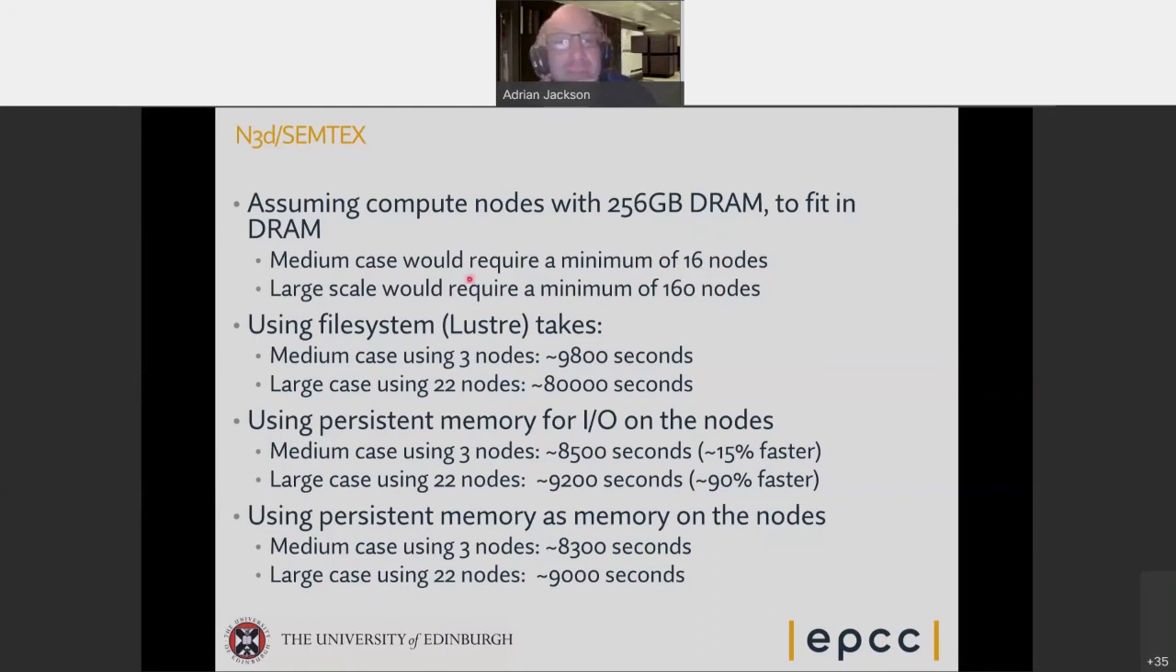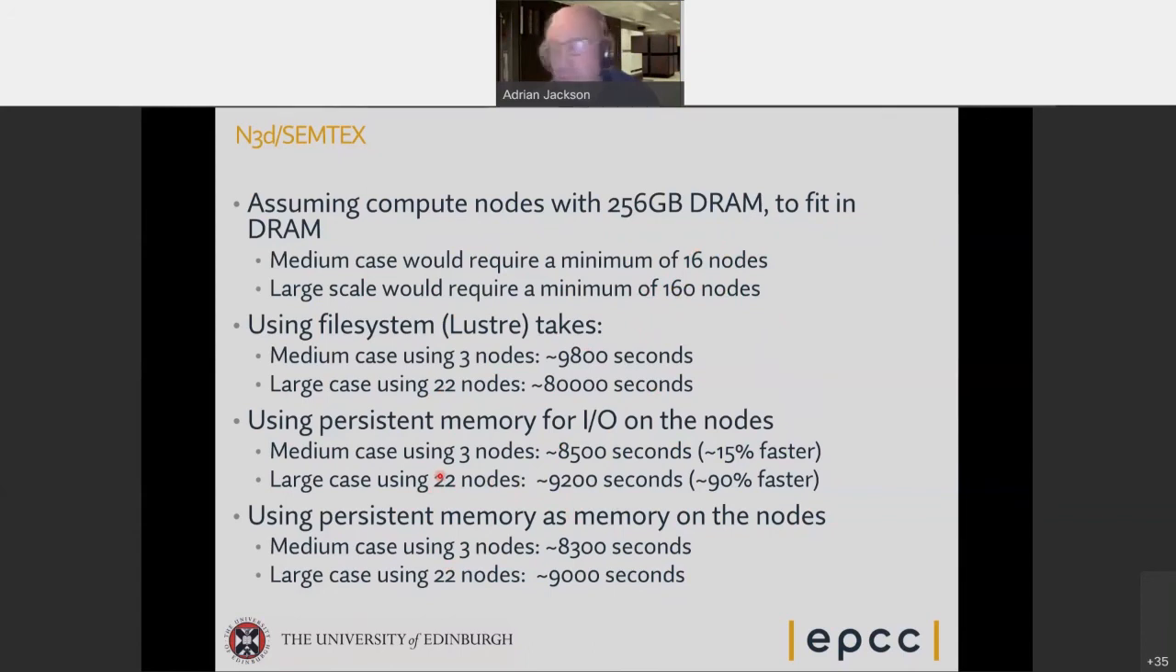But if you were to do that, then the medium case on a standard system would take you, instead of 3 nodes, 16 nodes. And on the large system, instead of 22 nodes, we'd have to use 160 nodes. So you could bypass this step where you're reading and writing data out to the external file system, but you just require many more computational resources to do it. And because we can reduce the cost of writing to a file system, we can get good performance without having to go up by an order of magnitude more compute resources.